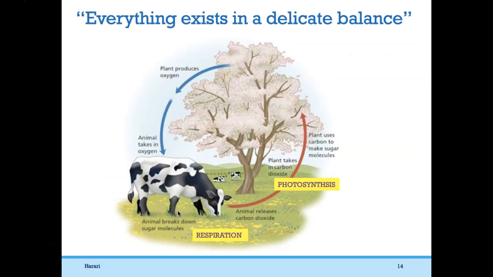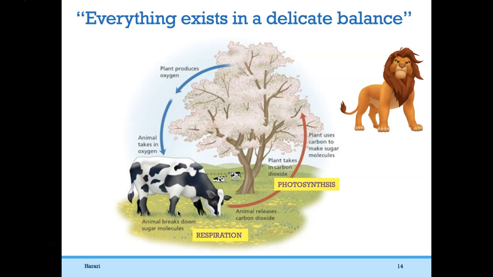And everything definitely does exist in a delicate balance, as Mufasa says in The Lion King. Right, so this plant is using carbon dioxide and energy from the sun to make sugar molecules in photosynthesis. This tree is sitting in the sun and making its own food. As a result of making its own food in photosynthesis, it releases oxygen.